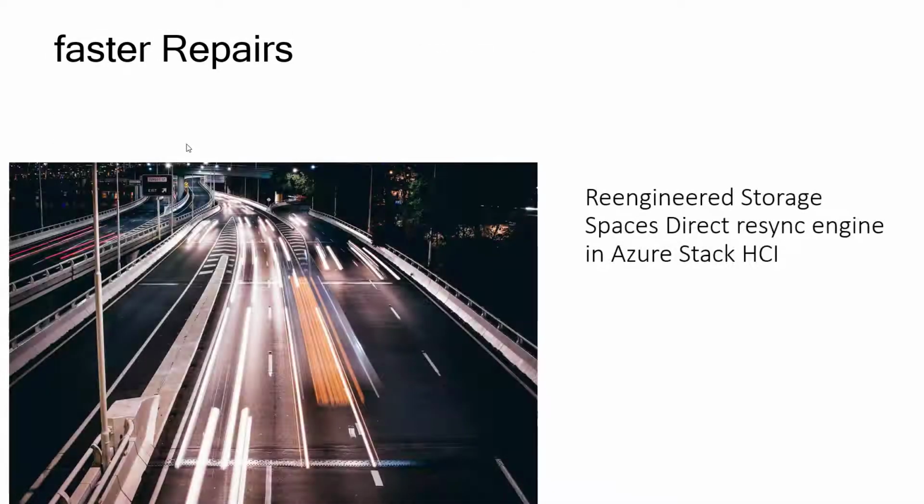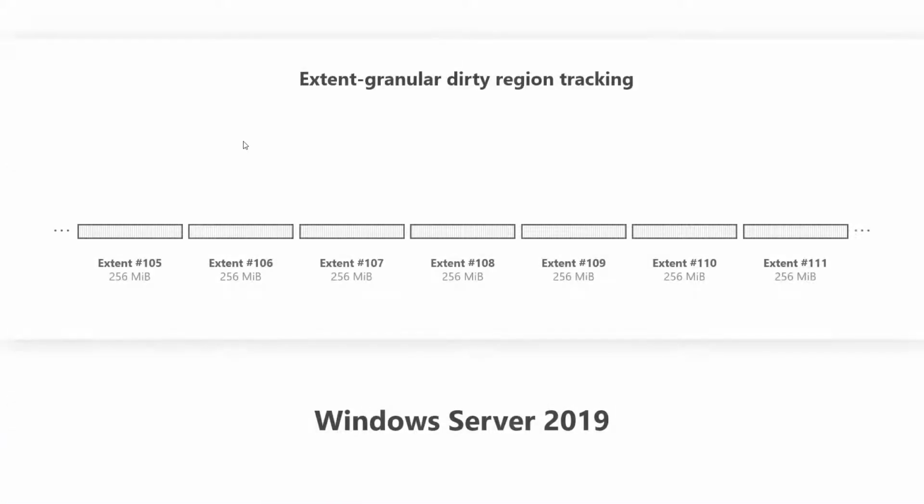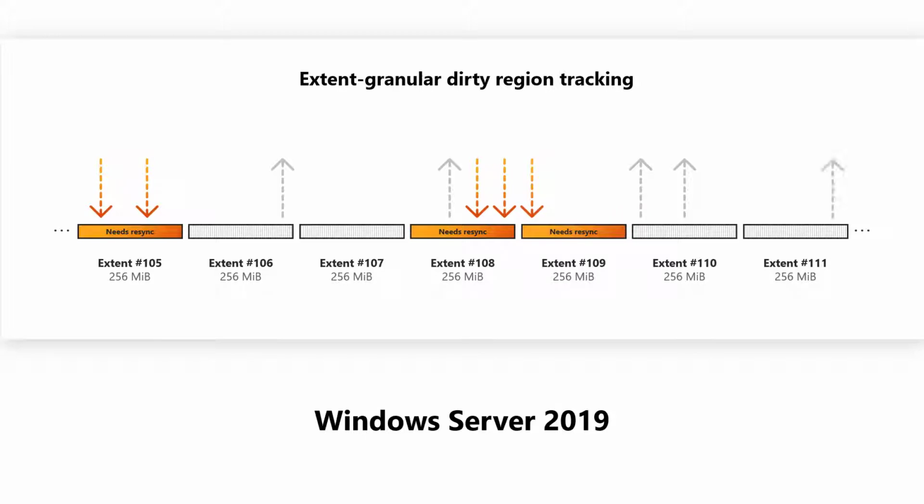Other very interesting features are, for example, fast repairs. The Microsoft Azure Stack HCI team has re-engineered the Storage Spaces Direct resync engine. Here we have an example in Windows Server 2019 Storage Spaces Direct. If an extent can't be written to a cluster node because the node is, for example, in a reboot scenario. You patch the node, you reboot it, and at this point in time, the extents on the node can't be updated because they are not accessible. The system is in a reboot phase. So Storage Spaces Direct has to remember this extent has to be resynced.